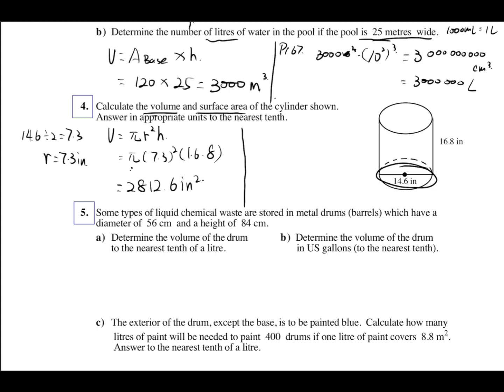2812.6 inches cubed. And the surface area equals 2 pi r squared plus 2 pi r times height. So it's 2 pi times 11.3 squared plus 2 pi times 11.3 times 16.8. So this is equal to 1105.4 inches squared.